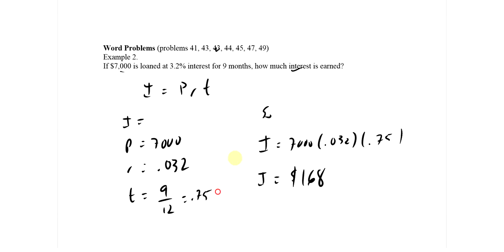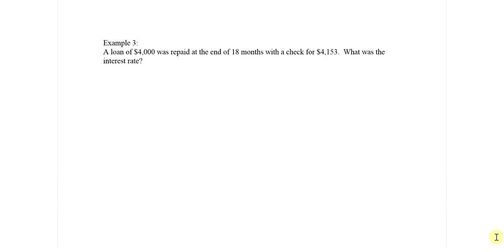And always make sure you put time into years and not leaving it in months. Okay, so another type of word problem. A loan of $4,000 was repaid at the end of 18 months with a check for $4,153. What was the interest rate?